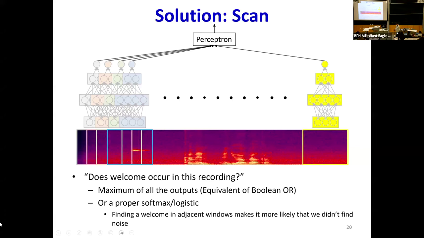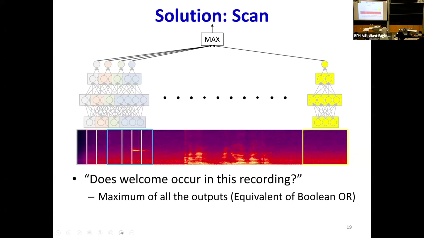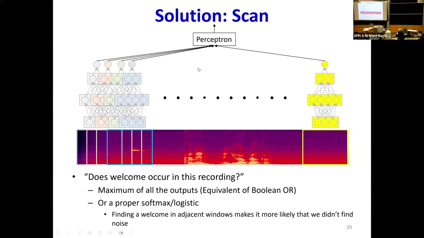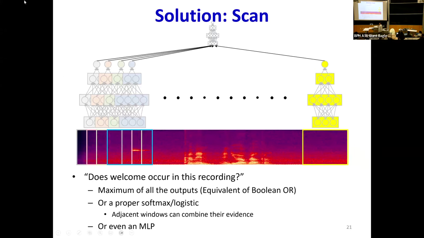And instead of taking the maximum, I could actually train a perceptron to compute the max, or even put it through a softmax or a logistic, or even put it through a little MLP. But then eventually what we're really looking at is some operator which is similar to the max operator to decide if the word welcome has occurred anywhere in the recording, right?